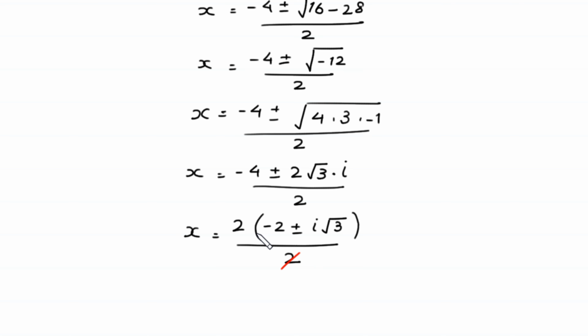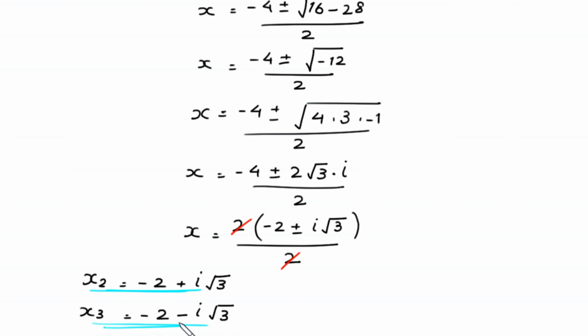Now this 2 will be cancelled with this 2, and from here we get two values of x. x2 is equal to negative 2 plus i times square root of 3, and x3 is equal to negative 2 minus i times square root of 3. So for now we get three values of x. Now to find the other three values, we solve case 2.